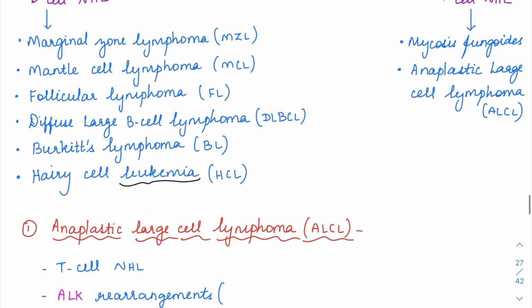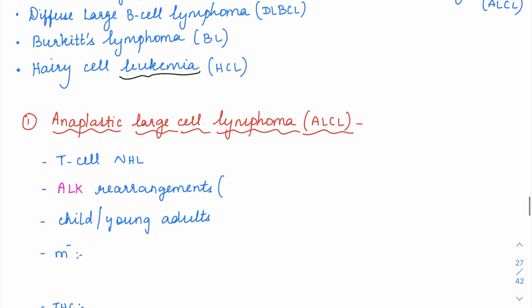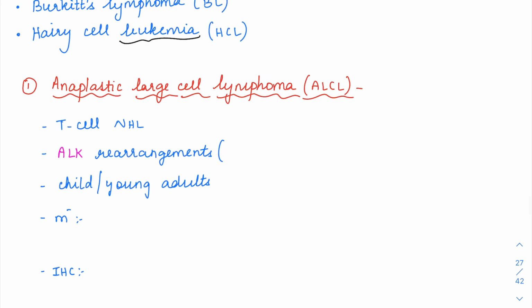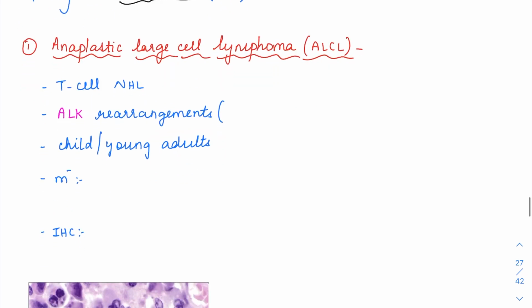So under T cell lymphomas, we have many lymphomas again, but we'll discuss only the major ones, which is mycosis fungoides, which is a cutaneous T cell lymphoma, and then anaplastic large cell lymphoma, ALCL. Okay. So first we'll start with the T cell lymphoma, which is anaplastic large cell lymphoma. So ALCL is a large T cell lymphoma, and as the name suggests, they are going to be large cells. And they are going to classically have ALK rearrangements.